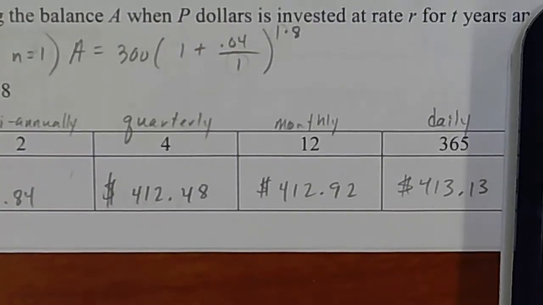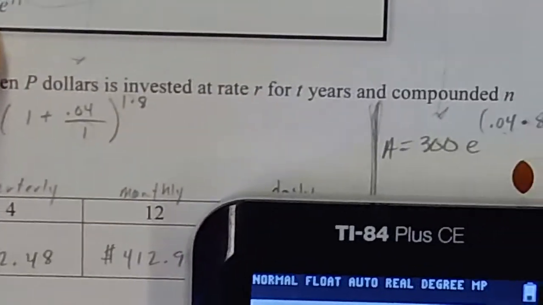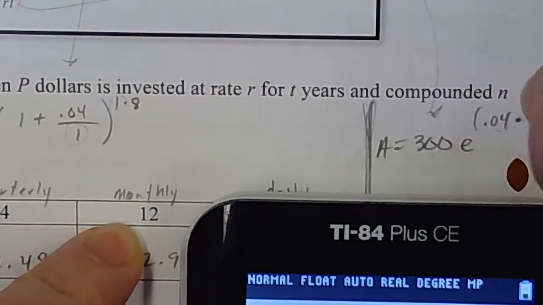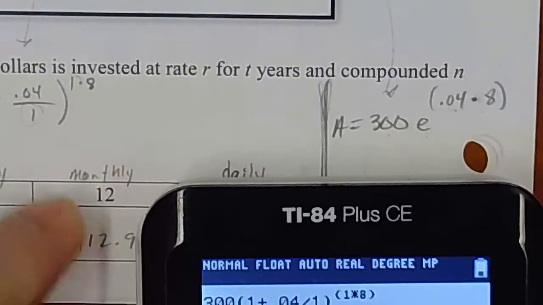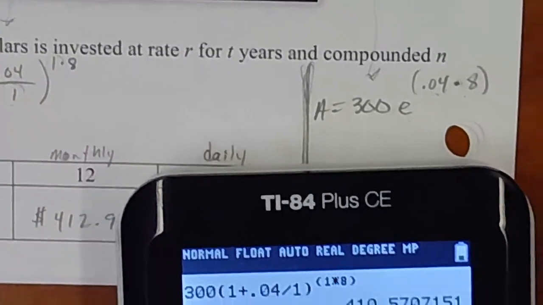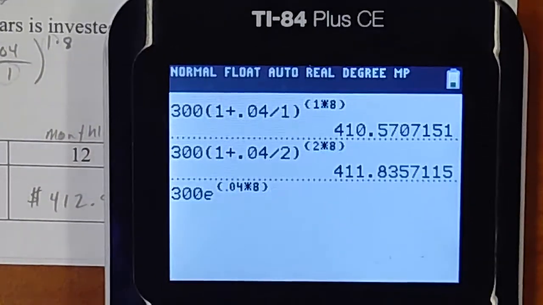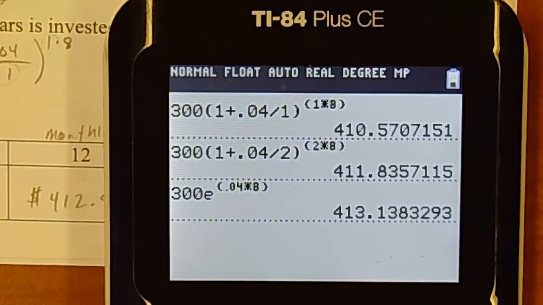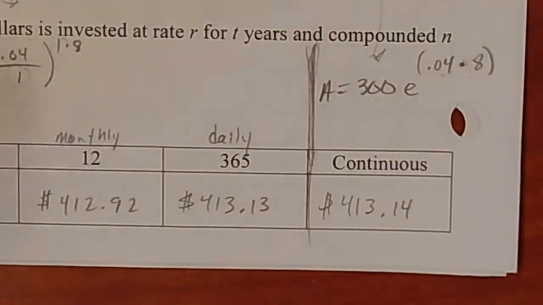Okay, and then the last one is the PERT. So on paper, this is what it looks like. It says continuously compounded PERT. And then throw it all in the calculator just like that. And we get $413.14. Okay.